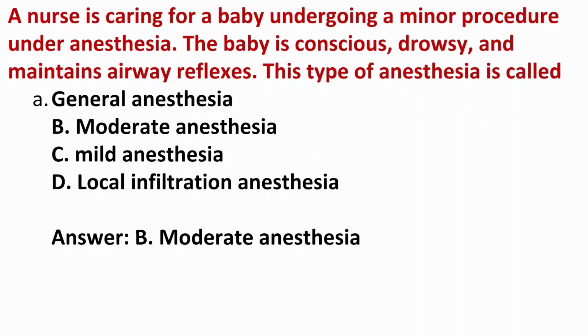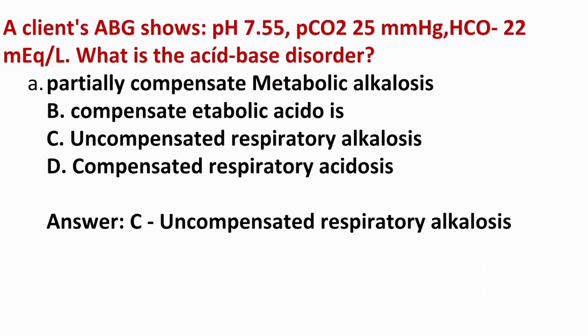A nurse is caring for a baby undergoing a minor procedure under anesthesia. The baby is conscious, drowsy, and maintains airway reflexes. This type of anesthesia is called A. General anesthesia. B. Moderate anesthesia. C. Mild anesthesia. D. Local infiltration anesthesia. Answer: B. Moderate anesthesia.